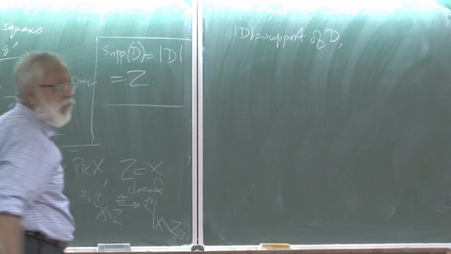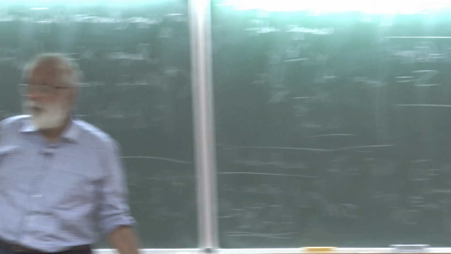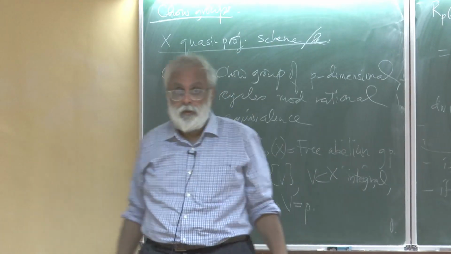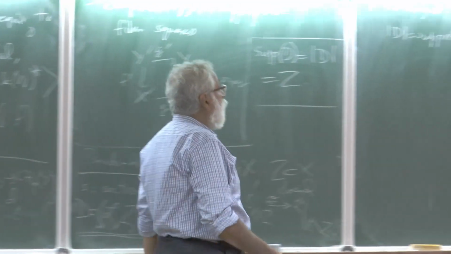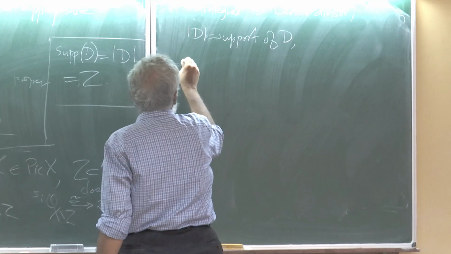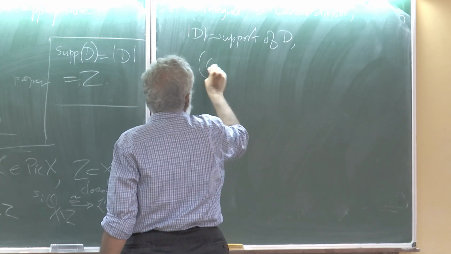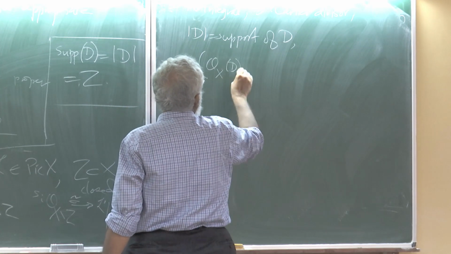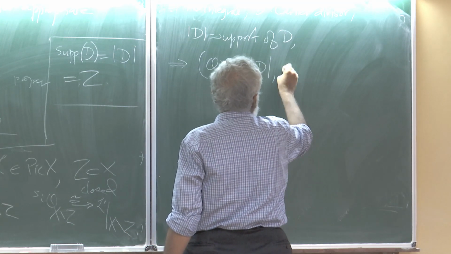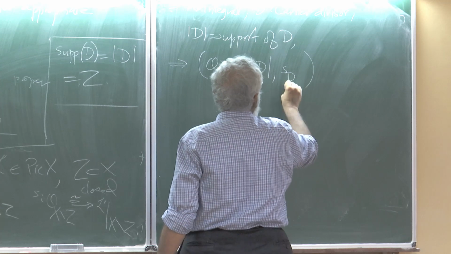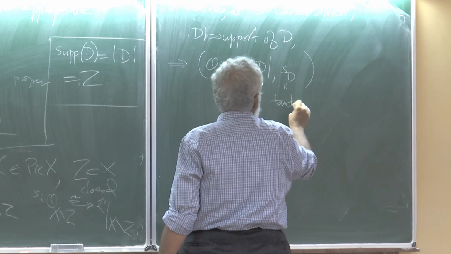If X is integral and D is a Cartier divisor, it has a notion of support in the sense of Cartier divisors. There's an underlying Weil divisor, for example, and take the support of that. So therefore, there exists O_X(D), and then the same support D and the s_D. This is the tautological section.